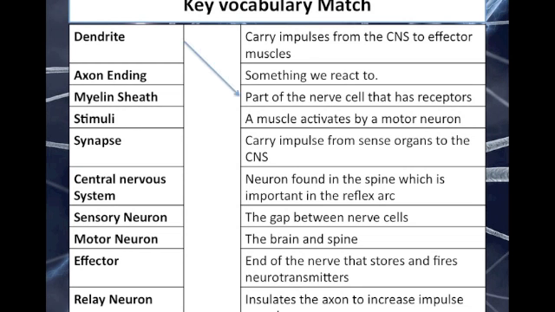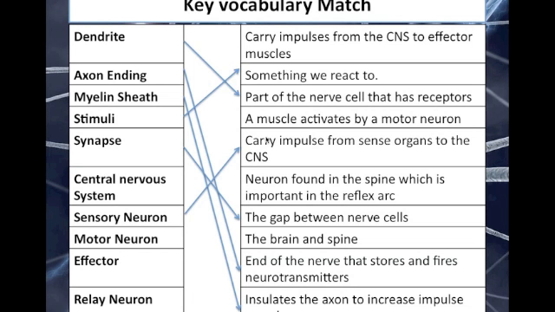So the dendrite is the part of the nerve cell at the end which has receptors. The axon ending is the end of the nerve that stores and fires chemicals called neurotransmitters. The myelin sheath is a fatty layer which insulates the axon and effectively increases the speed of the impulses. The stimuli is something that we perceive and react to. A synapse is the gap between different nerve cells.